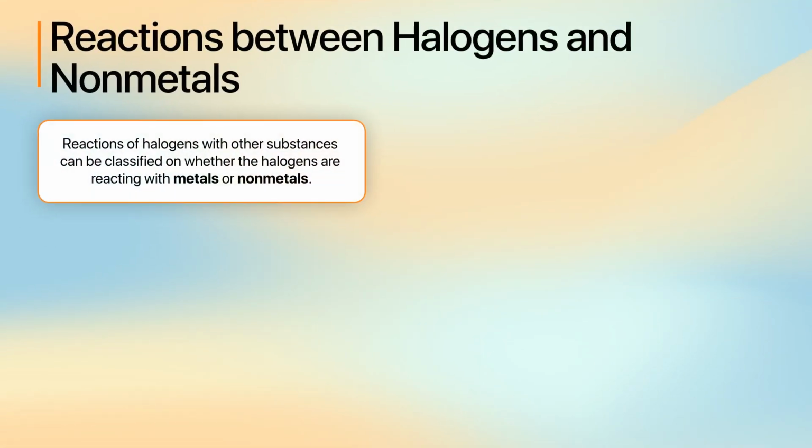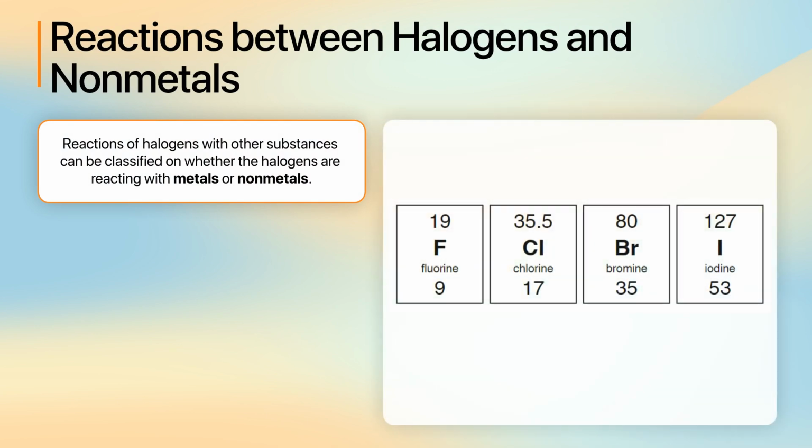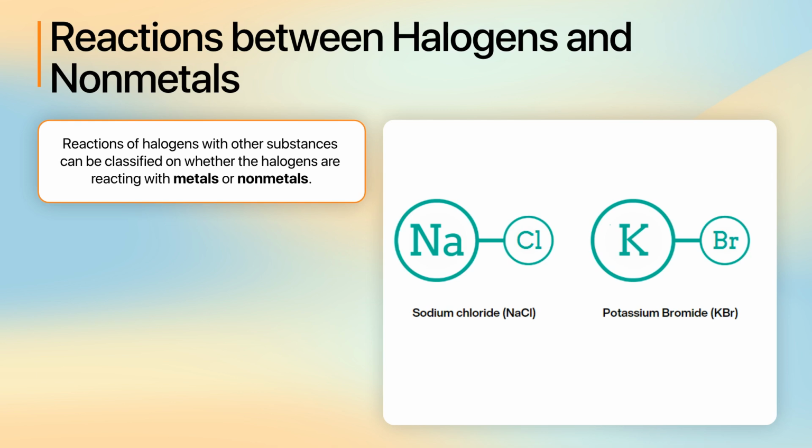When we talk about the reactions of halogens, which are elements in group 7 of the periodic table, with other substances, we can classify these reactions based on whether the halogens are reacting with metals or nonmetals. These reactions lead to the formation of specific types of compounds.